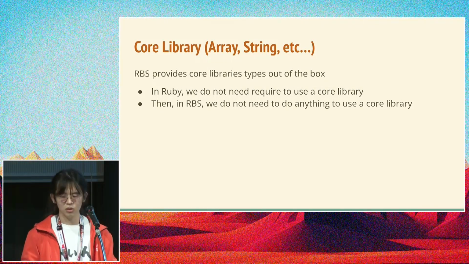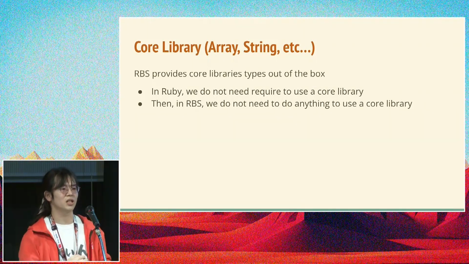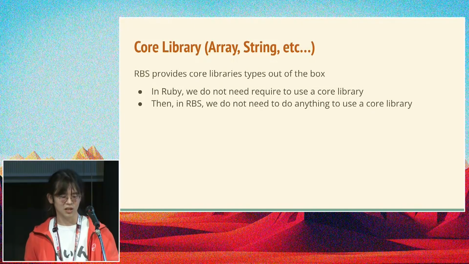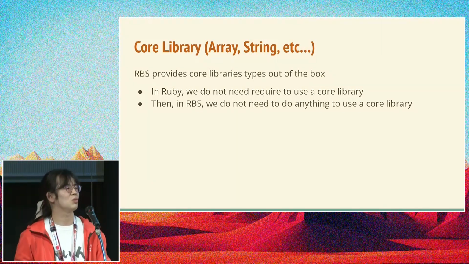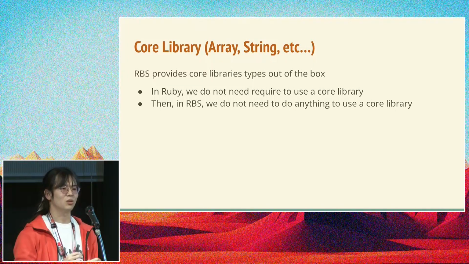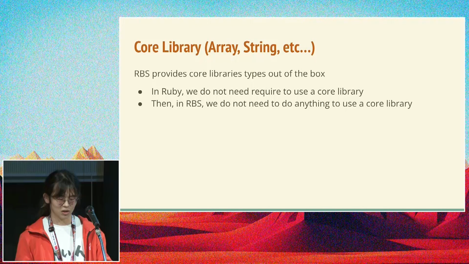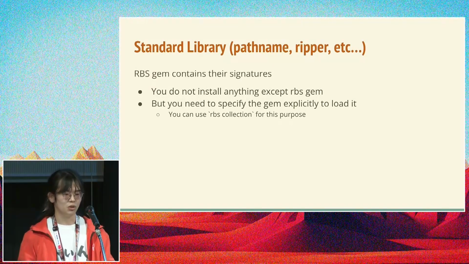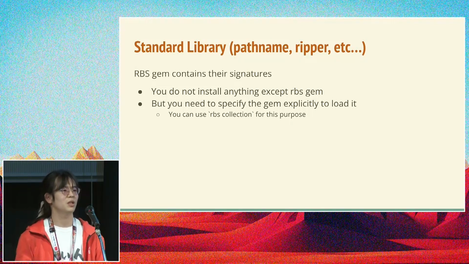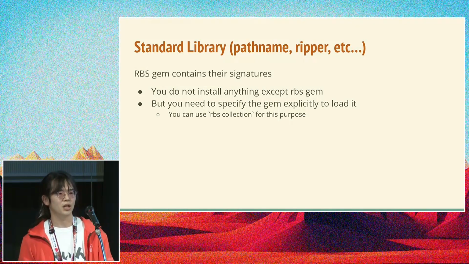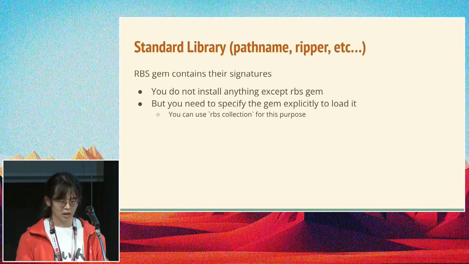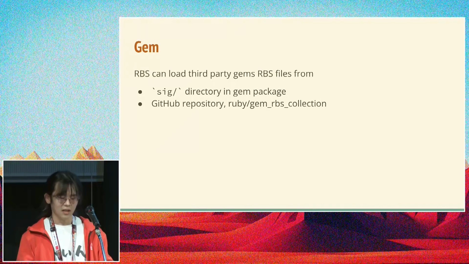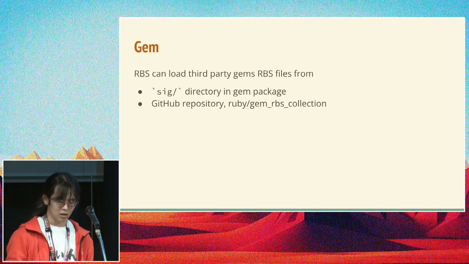Then how is it handled in RBS? In the case of a core library, the types are valid without doing anything, and a type definition of Array can be used without doing anything. And for the standard library, it contains their signatures, so you need to specify the library explicitly to load it, and this can, however, be covered by RBS collection. And for gems, it's more or less the same.